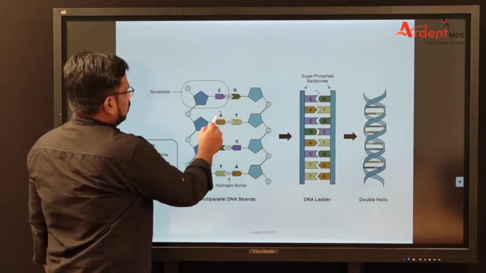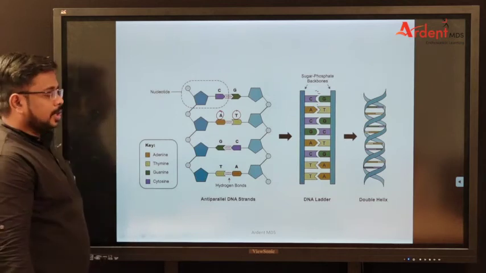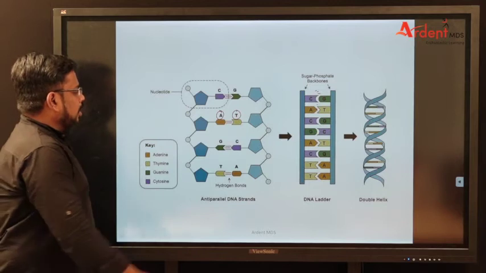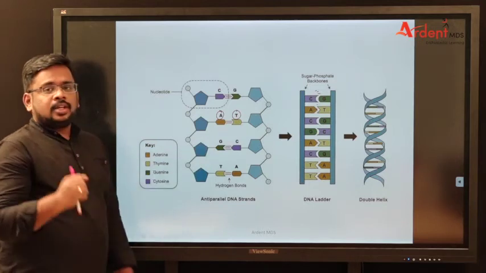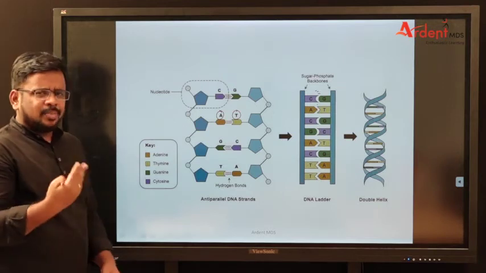So adenine belongs to the purine, thymine belongs to the pyrimidine. In between adenine and thymine, there are 2 hydrogen bonds. And in between guanine and cytosine, there are 3 hydrogen bonds. Right. So what are the other bonds which are present?